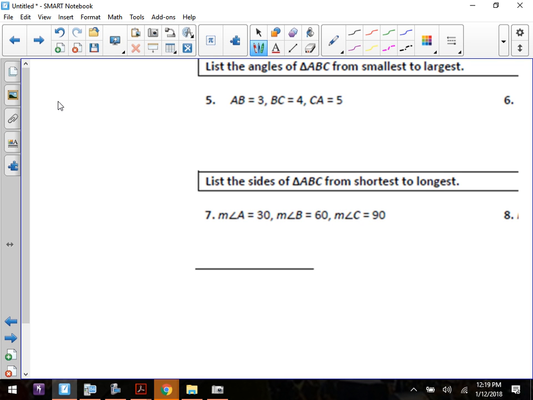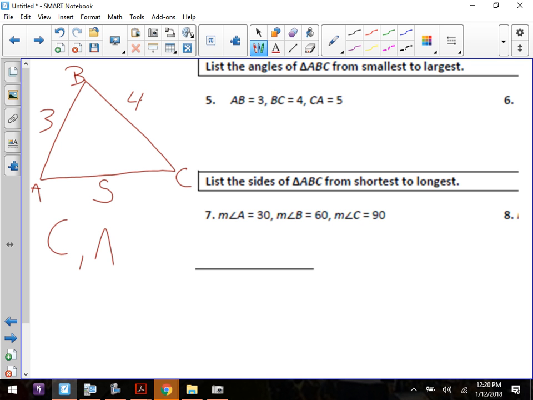Yeah, remember the smallest angle has the shortest side length. The shortest side length has the smallest angle. So if AB is 3, BC is 4, and CA is 5, which angle is across from the shortest side length? C. Then it goes to A, and then it goes to B. Those are the order in which they would go. It'd be angles C, then A, then B.